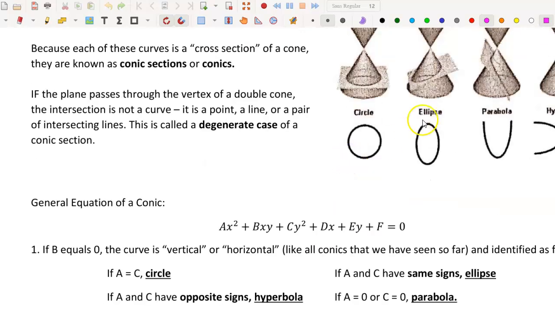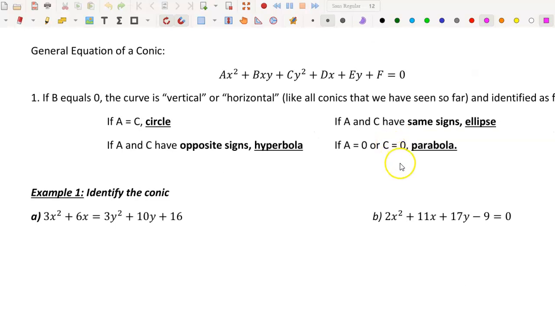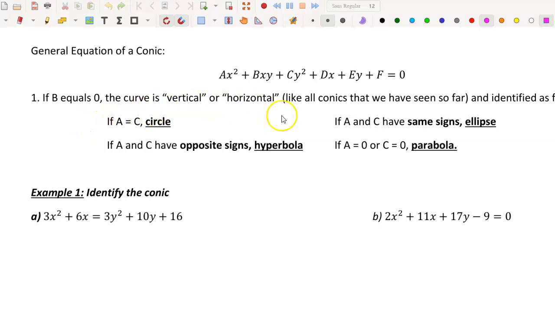Alright, so the nice thing about these problems is that you don't really have to look too far. The rules are right here, and you'll notice that it centers around you looking at just two values, A and C. So the goal is to figure out, by looking at the equation only, is it a circle, an ellipse, hyperbola, or a parabola? And how can you do that? You can do that simply by looking at two values, just A and C.